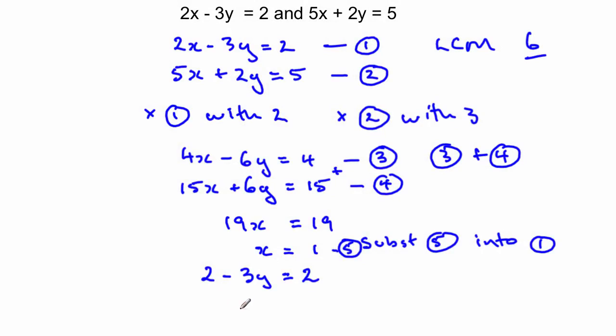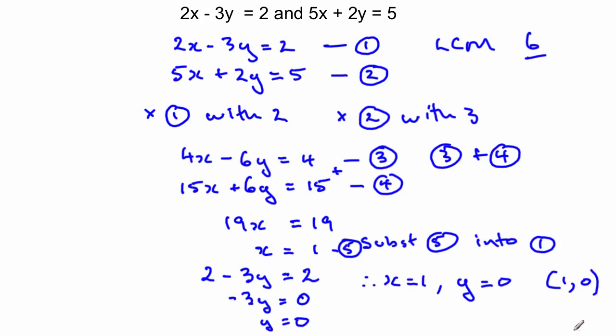Now when I solve this, I get minus 3y equal to 2 take 2, which is 0. So y, in fact, is 0. So our solution to this equation is x is equal to 1 and y is equal to 0. The ordered pairs being 1 and 0.